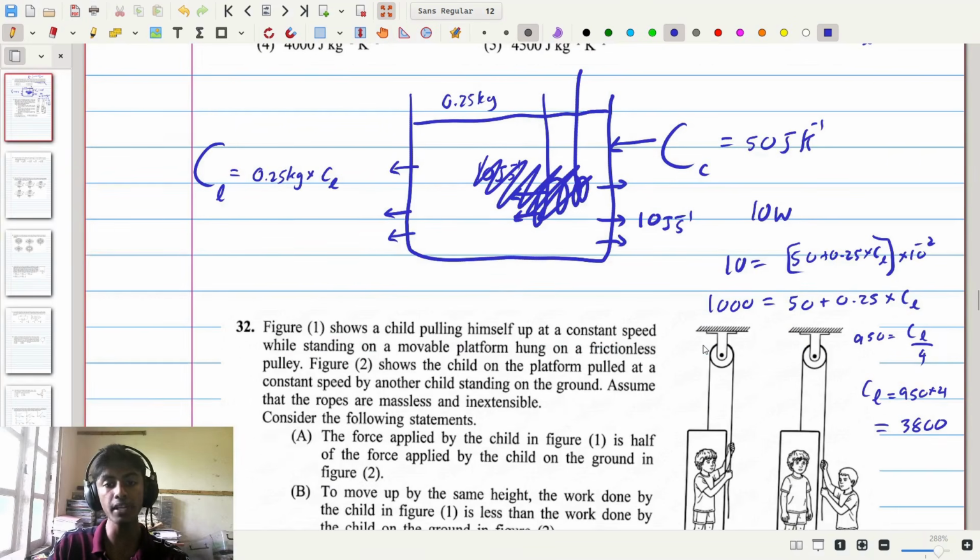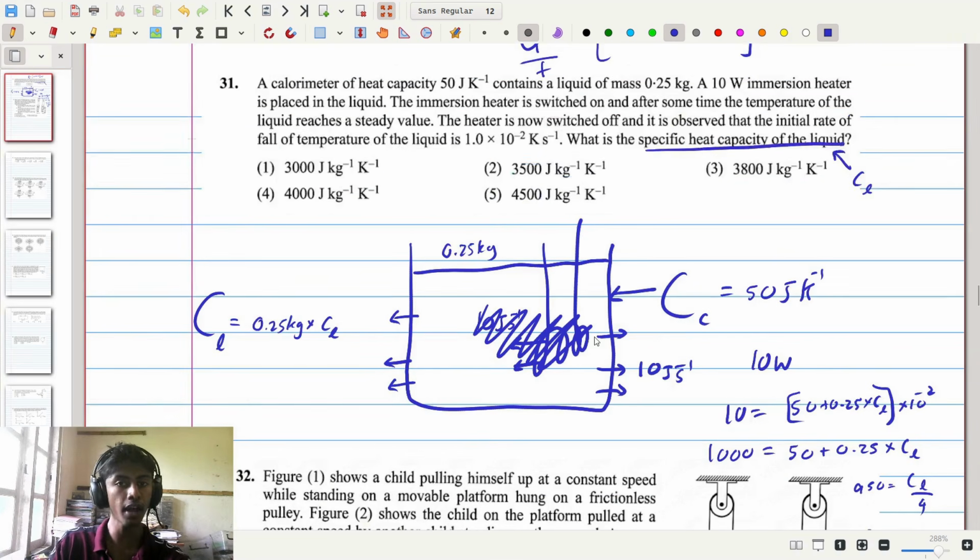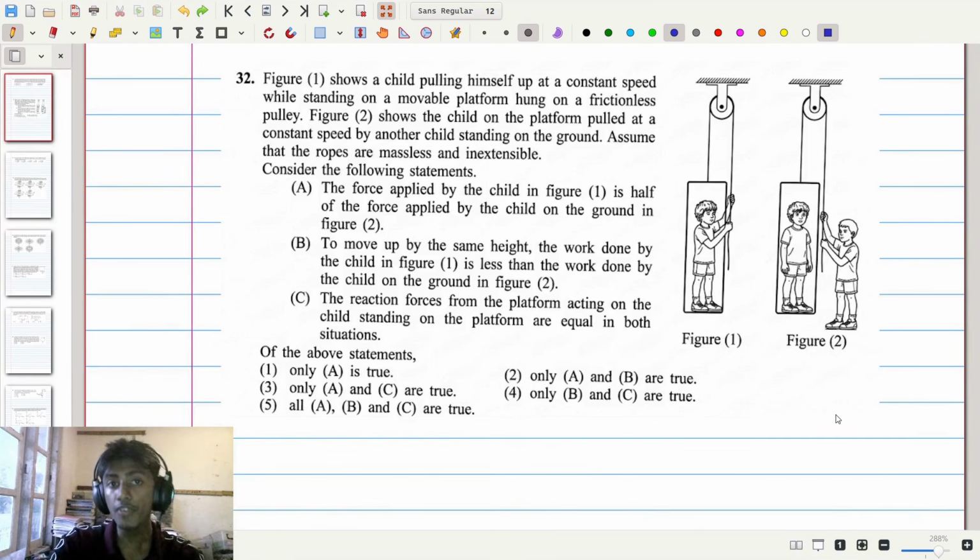Now since we used SI units, the answer here is going to be 3800 joules per kilogram per Kelvin. So therefore, the answer here is answer number 3, 3800 joules per kilogram per Kelvin. Now moving on to question 32.